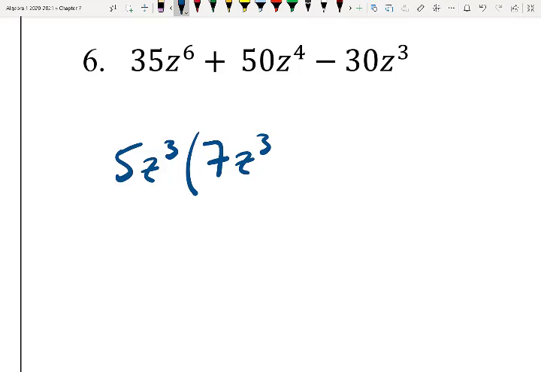For my second term, 5 times a positive 10 would get me back to positive 50. If I've got z cubed and I want z to the fourth power, I need another z on the inside. And then for my last term, 5 times negative 6 would get me back to a negative 30. It already had z cubed, so it's already there. I don't need to multiply by a z at all, so that would be the end of my polynomial. I'll go ahead and close my parenthesis. So 5z cubed times parenthesis z to the third, 7z cubed plus 10z minus 6 would be my final answer there for number 6.